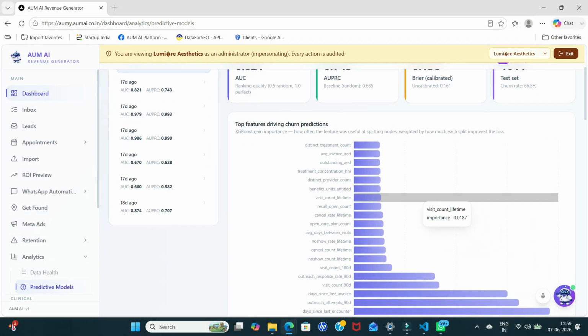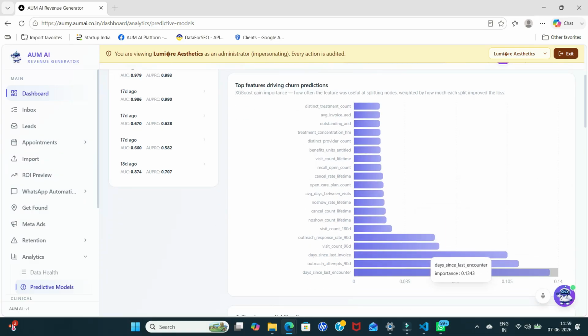And hence we have built a two-model system, XGBoost for classification and CoxPH for survival analysis to model when. Let me show you how. 41 features across 8 dimensions. Let me walk through the interesting ones.